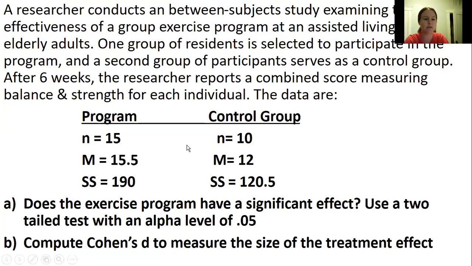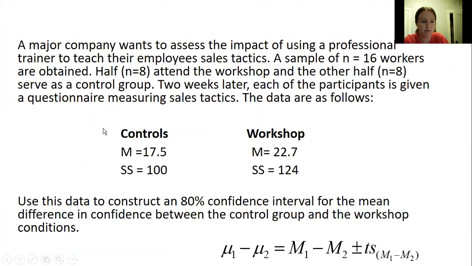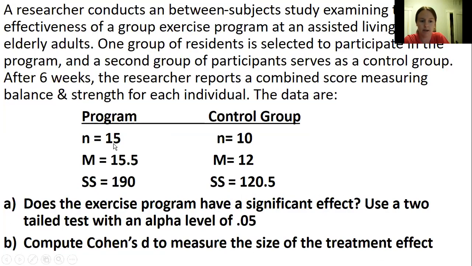After 6 weeks, the researcher reports a combined score measuring balance and strength for each individual, and the data are as follows. The individuals in the program, there's 15 of them. The average fitness score after treatment was 15.5 on the test that they used. And we're given sum of squares. Okay, sum of squares is 190. The control group had 10 people, okay, a little bit less. The mean fitness score was 12, and the sum of squares for this group was equal to 120.5.